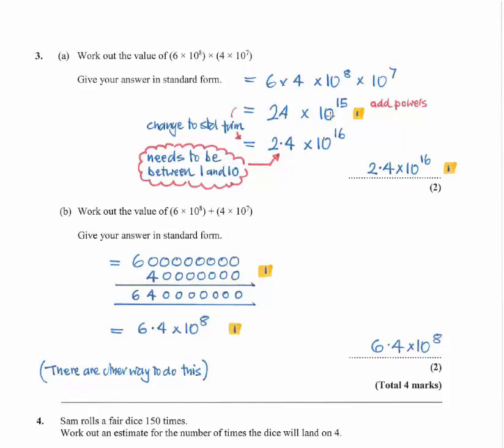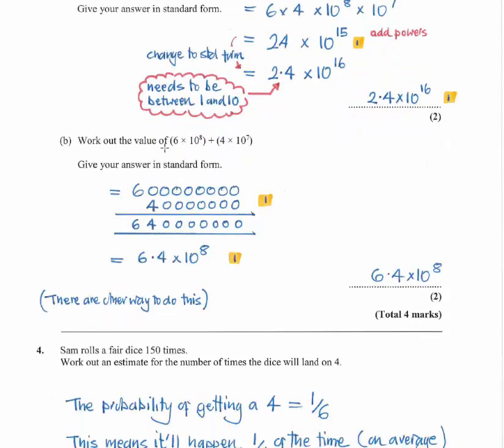And then you need to change that into standard form because remember this number needs to be between 1 and 10. So that's going to move the decimal point one more place, so it becomes 2.4 times 10 to the power of 16. 2 marks for the answer. If you didn't get the answer, 1 mark for having that bit.